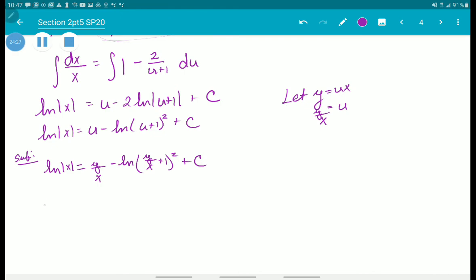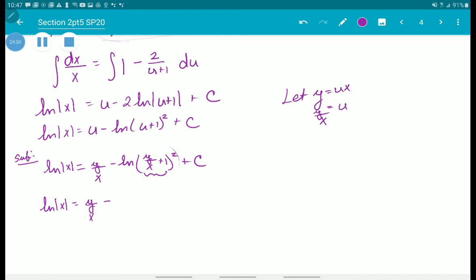So let's see if we can clean this up. This is a pretty messy solution here. My goal is to try to get rid of those LNs if I can. I don't think we're going to be able to solve this for y because we have a y inside the argument and a y outside of the argument, so it doesn't appear like we'll be able to do that. But we can probably get rid of those LNs.